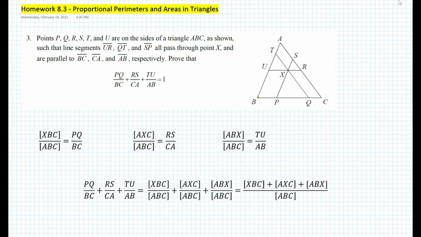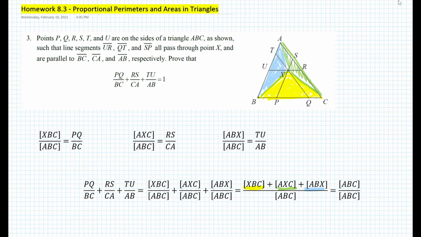So if we look at, for example, in the numerator, the area of XBC, that's the one highlighted in yellow here. Then we add up the area of AXC, which is the area highlighted in green here. And then we add the area of ABX, highlighted in blue. So if we add up all these areas, we end up with the area of triangle ABC.